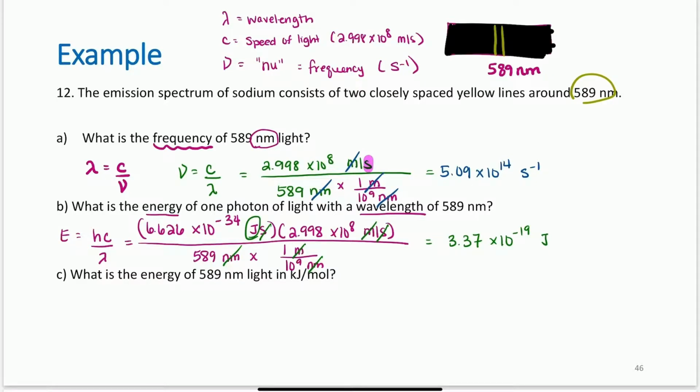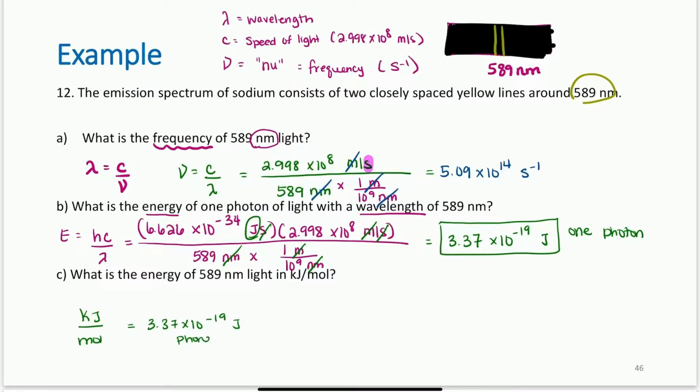And what is the energy of 589 nanometers of light in kilojoules per mole? This is for 1 photon. It's a really small number. -19, that's a really small number. I want to know how much this is in units of kilojoules per mole. So I know how much it is for 1. I'm trying to find kilojoules per mole. I know for 1, it's 3.37 times 10 to the -19 joules for 1 photon.